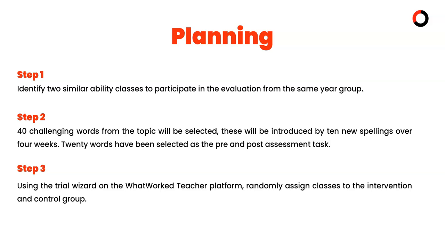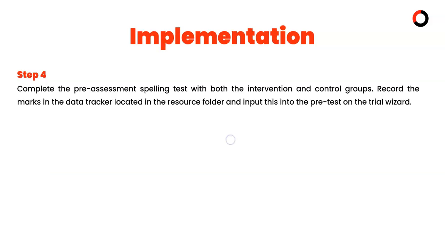Using the trial wizard on the platform, you randomly assign the classes to the intervention and the control group. So the implementation stage: complete the pre-assessment spelling test with both the intervention and the control classes. Record the marks in your data tracker. This is either an Excel spreadsheet or a Word document in the resource folder, and this allows you to link an anonymized learner to a learner in your class, and then input the scores into the pre-test on the trial wizard.